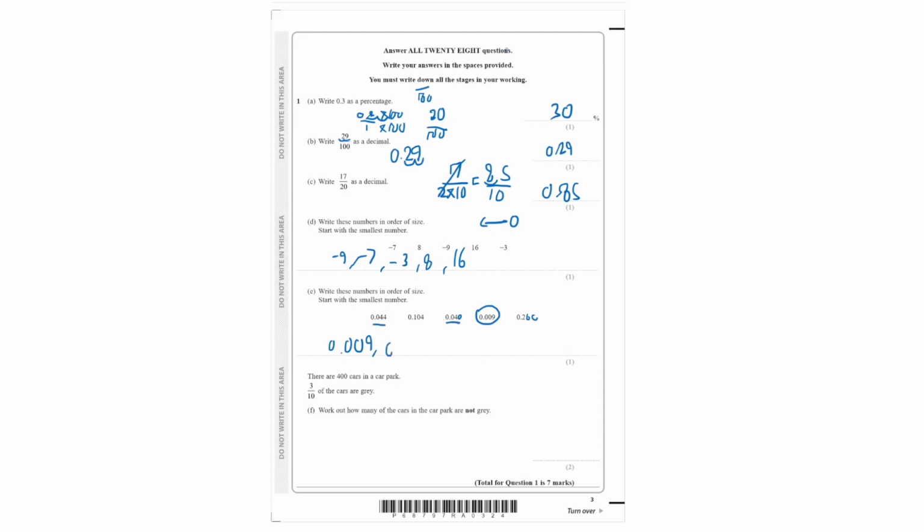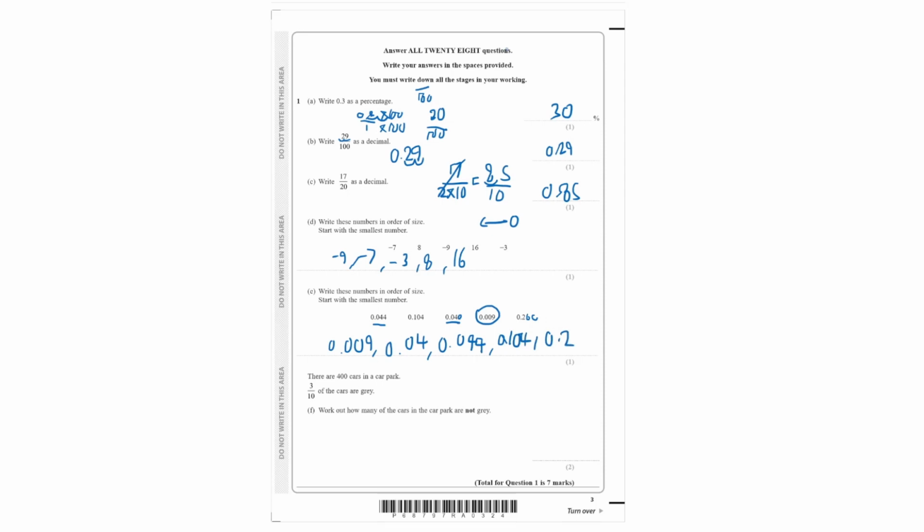Then moving on, we have over here 0.044 and 0.04. We can see that 0.04 is smaller. Then we have 0.044. Then we have 0.104. And finally 0.2.